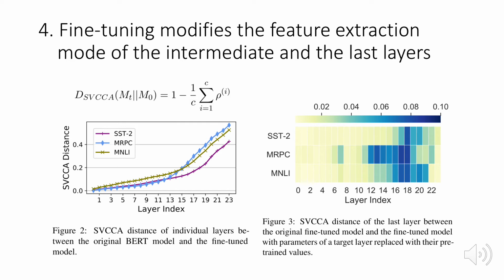Figure 3 is the SVCCA distance of the last layer between two models with the parameters of a target layer replaced with its pre-trained values. We observe the change in the intermediate and last layers will increase the SVCCA distance, which reflects that fine-tuning mainly changes the feature extraction mode of intermediate and last layers.